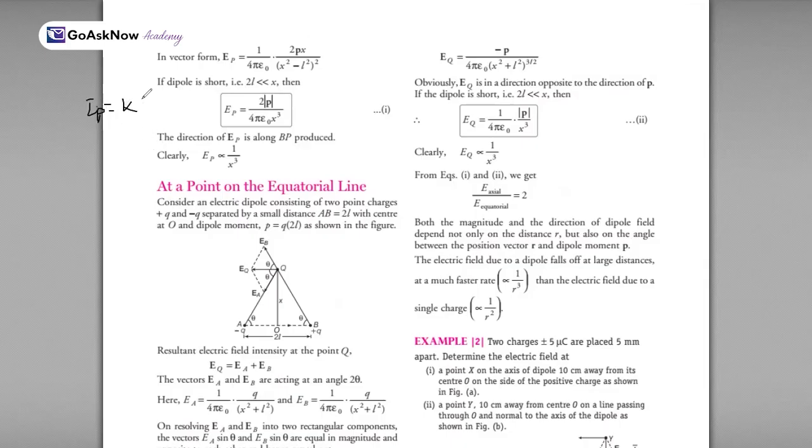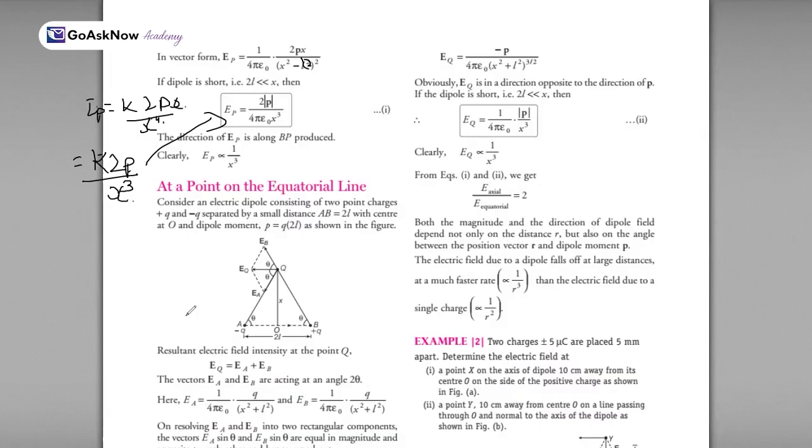EP will become k into 2px upon x square, where L square will be negligible and will be neglected here. So x square to the power 2 will become x to the power 4, and it will come out to be k 2p upon x cube, that is written here. Okay, so you have to remember these results. The direction of EP is along BP produced. Clearly EP is directly proportional to 1 by x cube. So the direction of EP is along BP here. You can see that in the figure also.